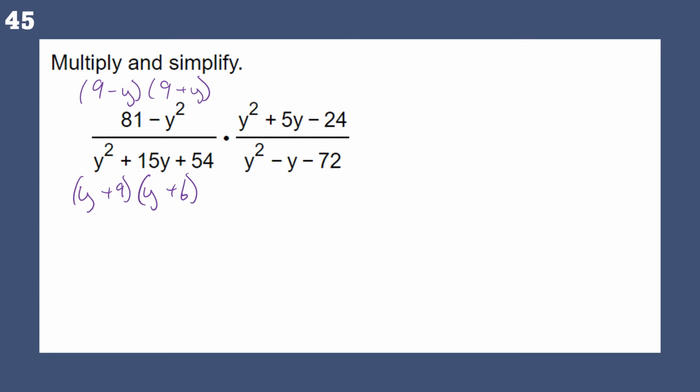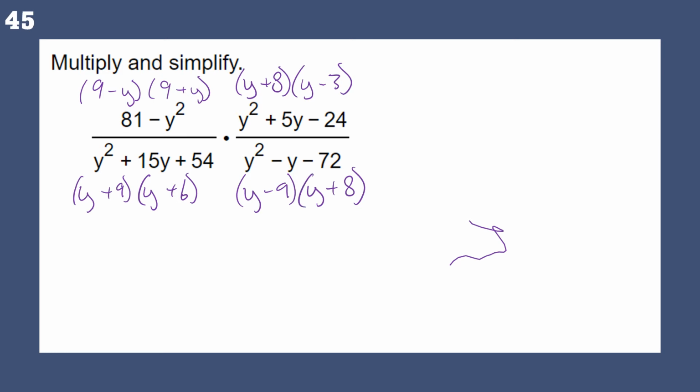So I'm going to say I need two numbers that multiply to negative 24 and add to positive 5. So that's going to be y plus 8 and y minus 3. And the last thing I need is I need two numbers that multiply to negative 72 and add to negative 1, and so that's going to be y minus 9 and y plus 8. At this point, we can recognize that we can start canceling stuff out. So I'm going to start by canceling out any of my factors that are identical. In other words, y plus 8 cancels out with y plus 8.